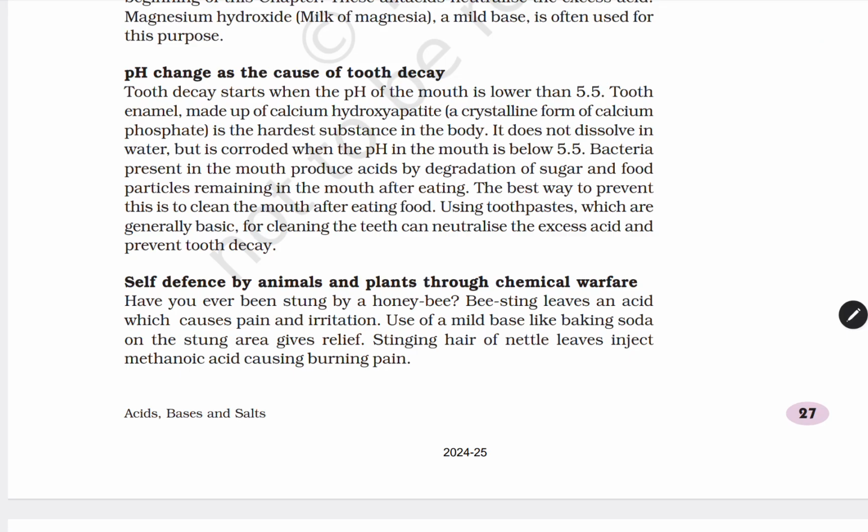Here is another interesting thing: what causes tooth decay. How does tooth decay happen? Usually decay starts when the pH in the mouth falls lower than 5.5. If it becomes more acidic, then tooth decay will start. How this happens is as follows.